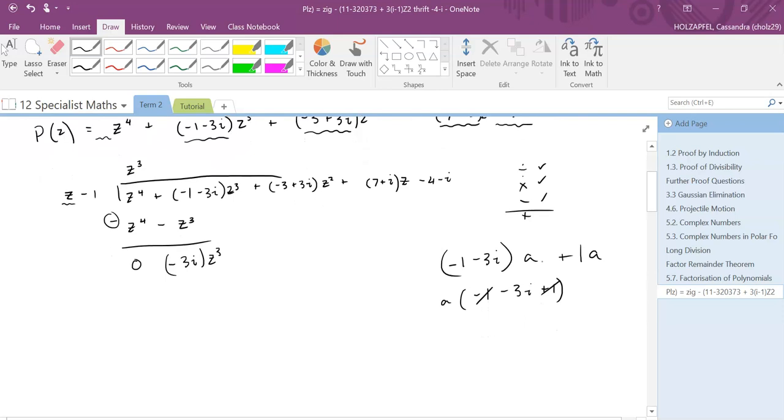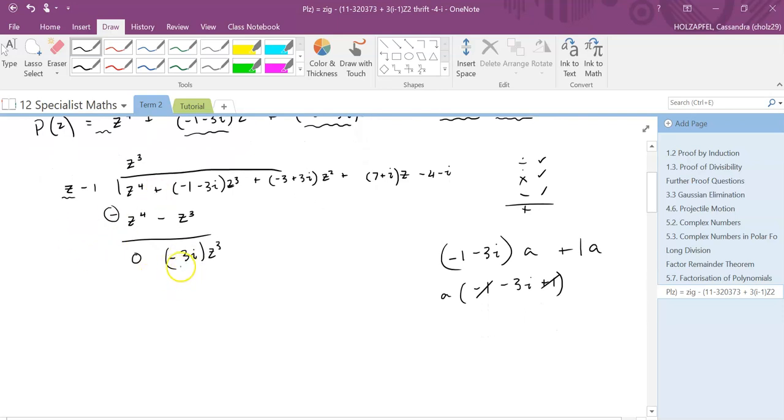All right, so let's keep going now. So we're going to follow along here. So z fits into negative 3i z cubed, negative 3i z squared times. So this is exactly the same process. We're now just using complex numbers. And then now we've done our division, we're going to do our multiply.